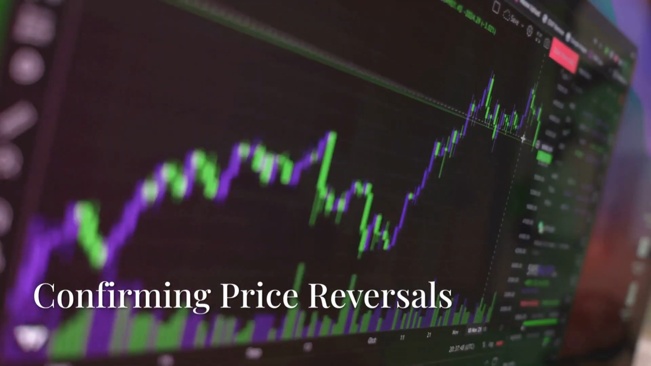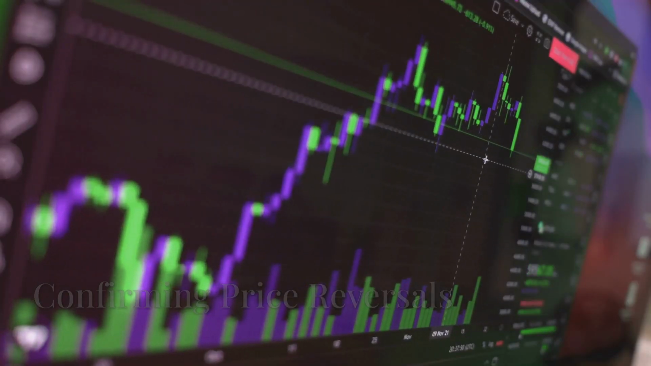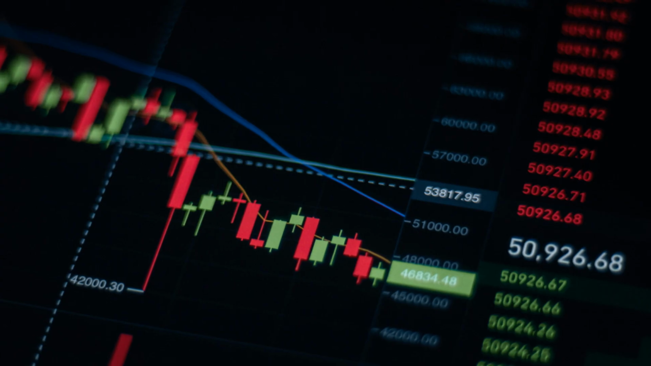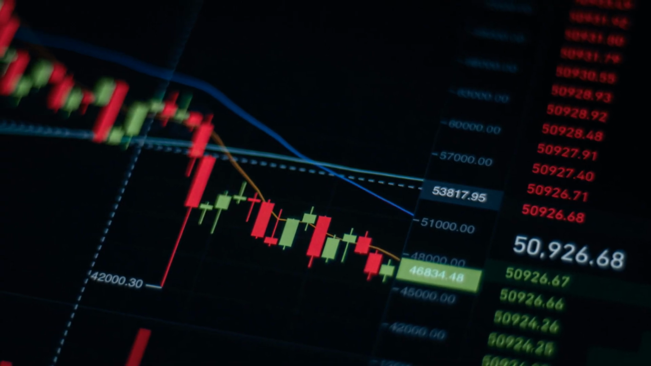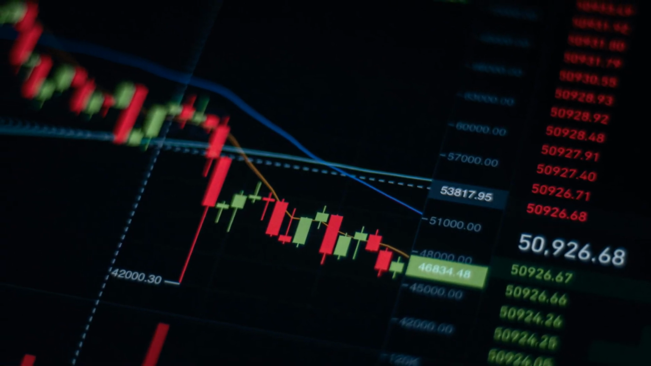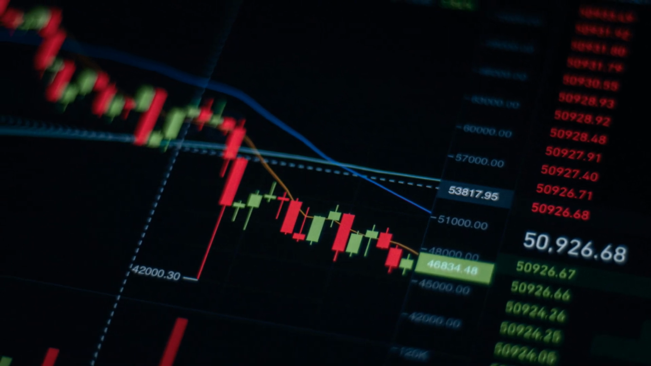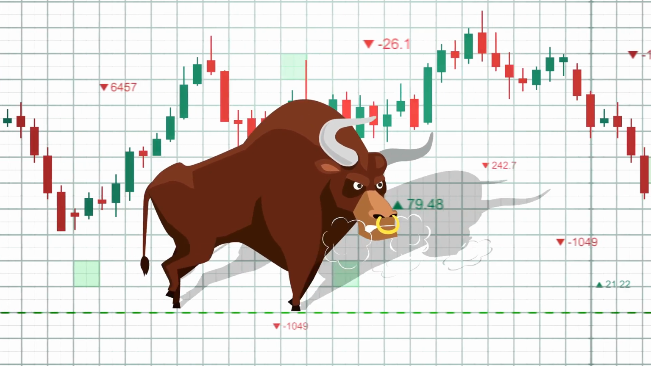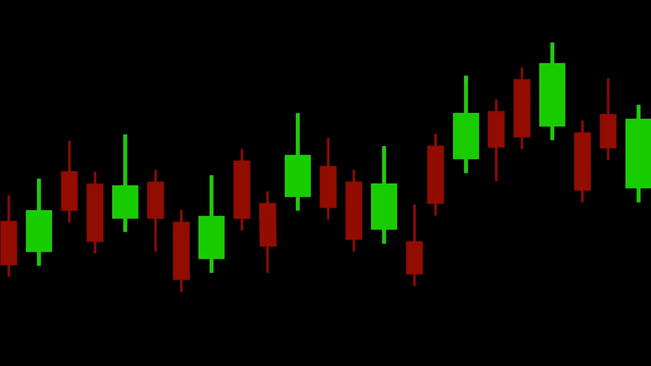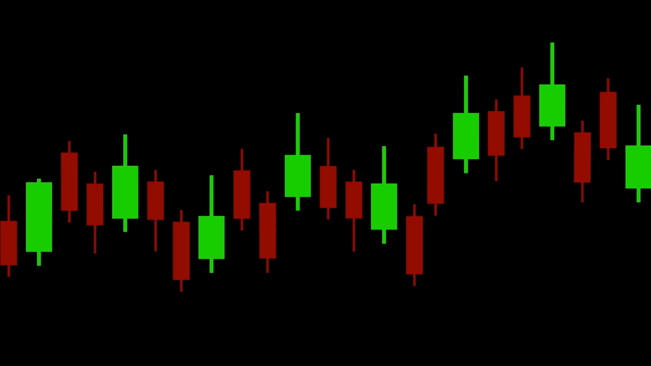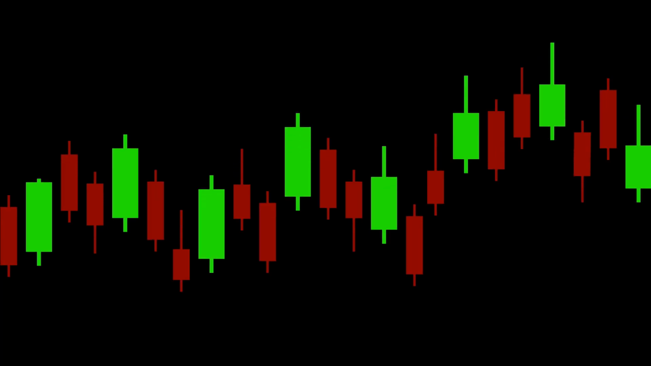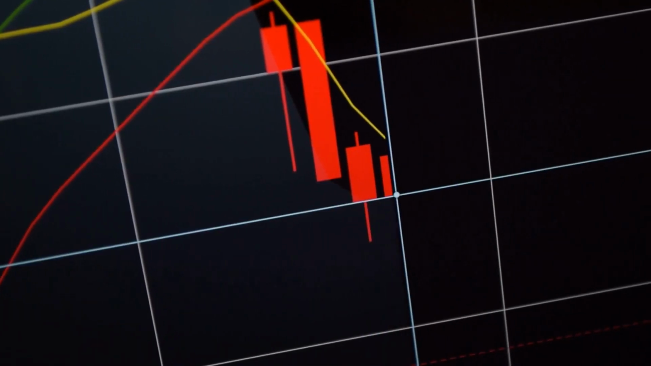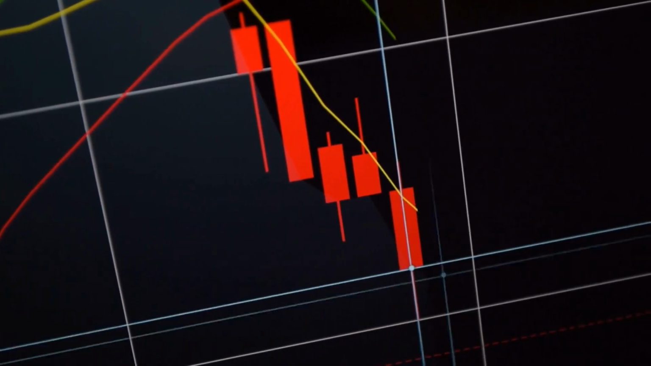Now, confirming price reversals is super important, and traders do this by looking for divergences in RSI and MACD. A bullish divergence occurs when both RSI and MACD form higher lows, while the price itself is making lower lows. That usually suggests bearish momentum is getting weaker, and an upward reversal could be on the way. Meanwhile, a bearish divergence is when RSI and MACD form lower highs, but price is making higher highs. This signals that bullish momentum is fading, and a downward reversal might be coming.